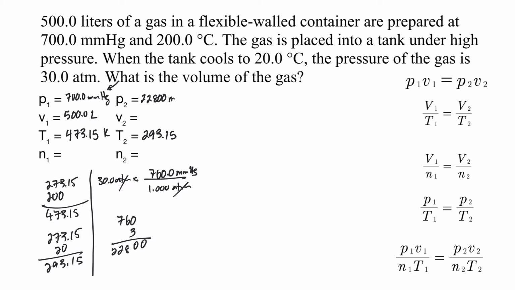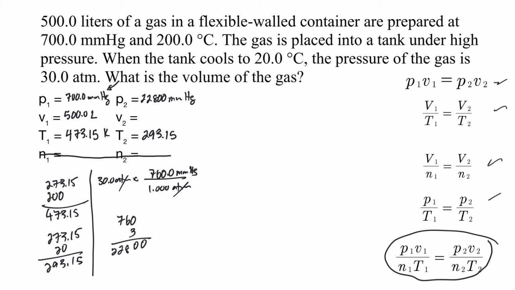22,800 millimeters of mercury. That's my new pressure. Now, nowhere do they say they added more gas or gas got lost. So moles is how much gas. So it didn't change, so I don't need to use that in the formula. Okay, so I need a formula that includes pressure, volume, and temperature. All of these ones just compare two things. So I'm going to have to use this formula down there at the bottom.